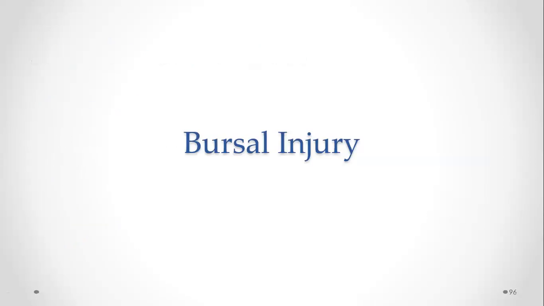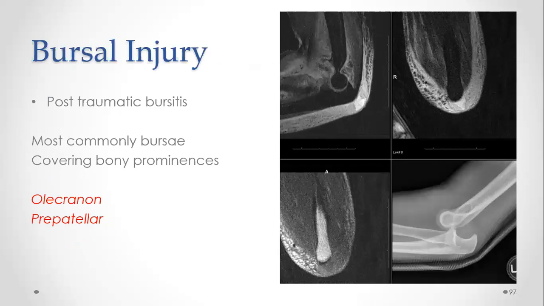Move on to bursal injuries. I have an example here of post-traumatic olecranon bursitis. This patient had a fall and suffered posterior elbow dislocation and developed fluid within the olecranon bursa. But post-traumatic bursitis tends to affect bursae that cover bony prominences, such as the olecranon bursa or the prepatellar bursae. That's where you recognize post-traumatic bursitis.